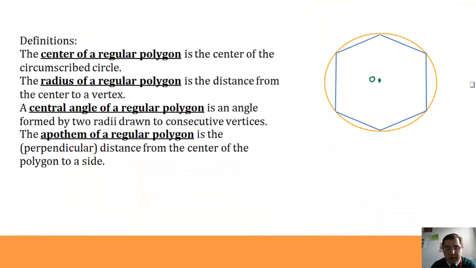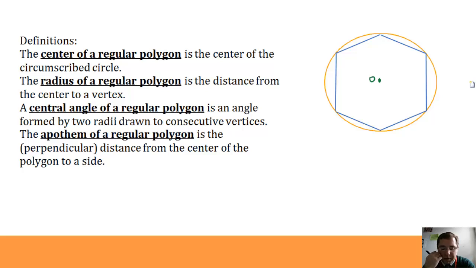So with that, we have some definitions. The center of a regular polygon is the center of the circumscribed circle. So the way we define and find the center of a regular polygon is to find the center of the circle circumscribed about it. I've drawn a hexagon on the right here. The center of the circle is O, so the center of the hexagon is O.